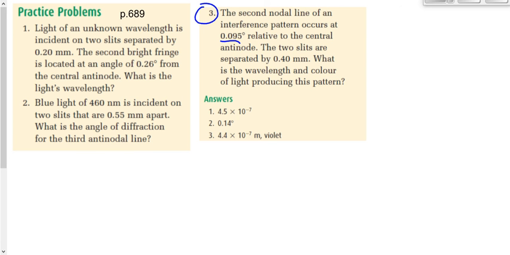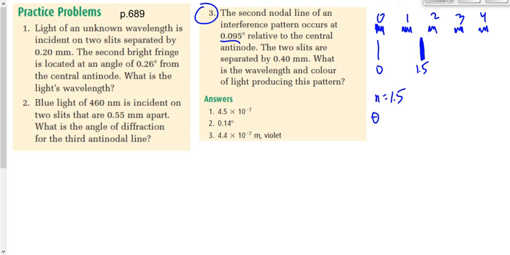2 slits are separated by 0.4 millimeters. What's the wavelength and color of the light producing this pattern here? We're going to say second nodal line. This is our central antinode, first antinode, second antinode, third antinode, fourth antinode, and so on. The second nodal line would be this one right here. This is 0 and this is 1.5. So we're going to say in this question n is 1.5.